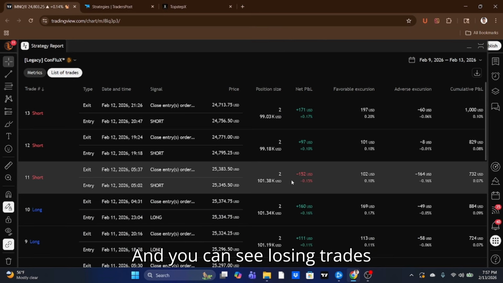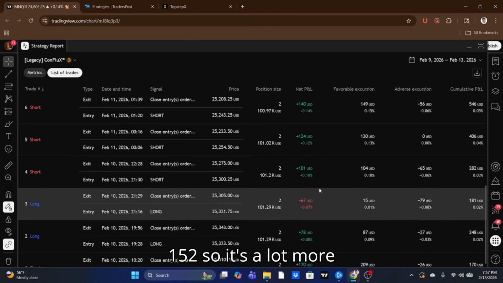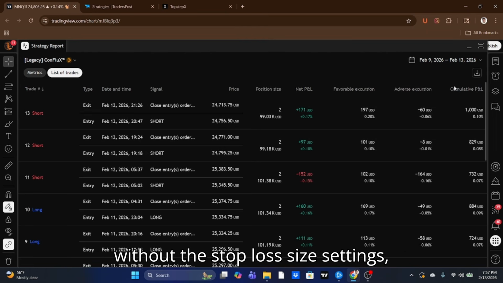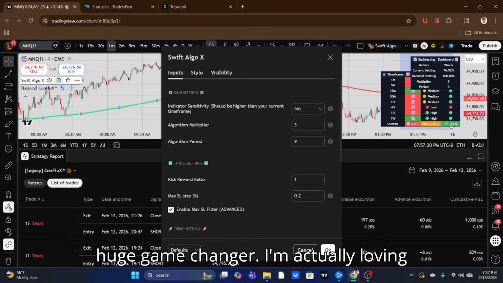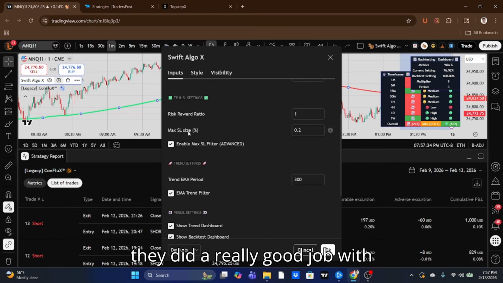And you can see losing trades 152. So it's a lot safer now compared to before, because without the stop loss size settings, one single trade can blow $300-400. I even saw as high as $1,000 on one contract of MNQ. So this is a huge game changer. I'm actually loving this max stop loss percentage. I think they did a really good job with this. This is a huge benefit for futures day traders.